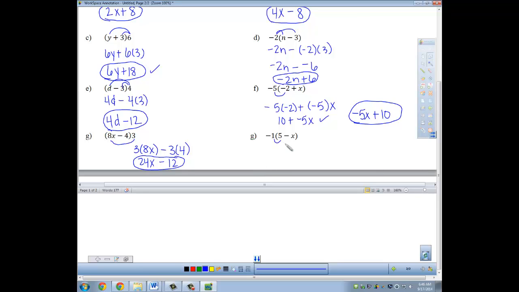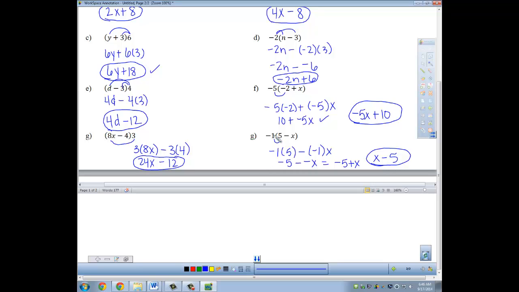Part H, negative 1 times 5, then minus negative 1 times x. Negative 1 times 5 is a negative 5. Then minus negative 1 times x is a negative x. Again, I can keep change. So I get negative 5 plus x. And again, this is okay, but it's better if you write it as x minus 5. So again, I had a positive x, and then a negative 5, so minus 5.